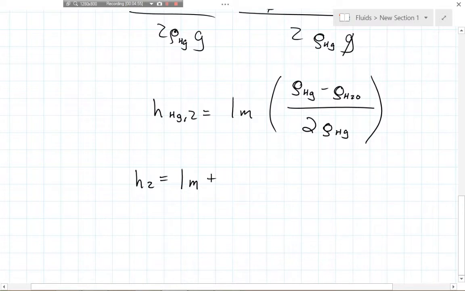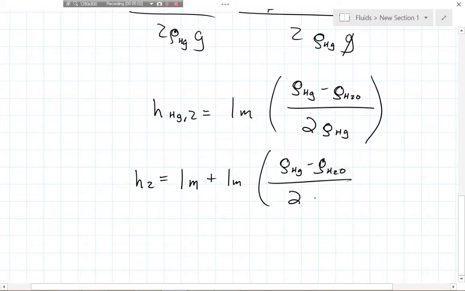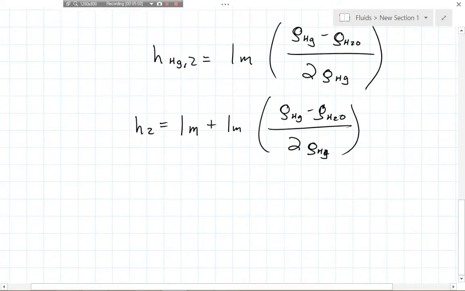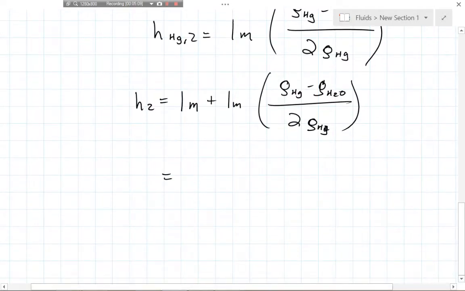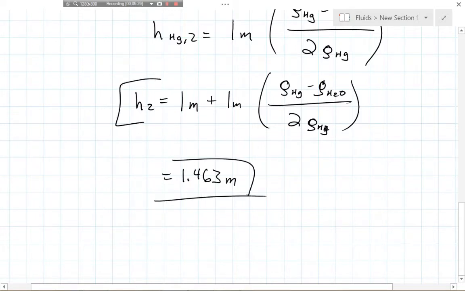So the final height in container 2 is 1 meter plus 1 meter times the density of mercury minus the density of water, divided by 2 times the density of mercury. And if I plug all these numbers into a calculator, see I have a cheat sheet here, the final height in container 2 is going to be equal to 1.463 meters. And so that's how we solve this problem.